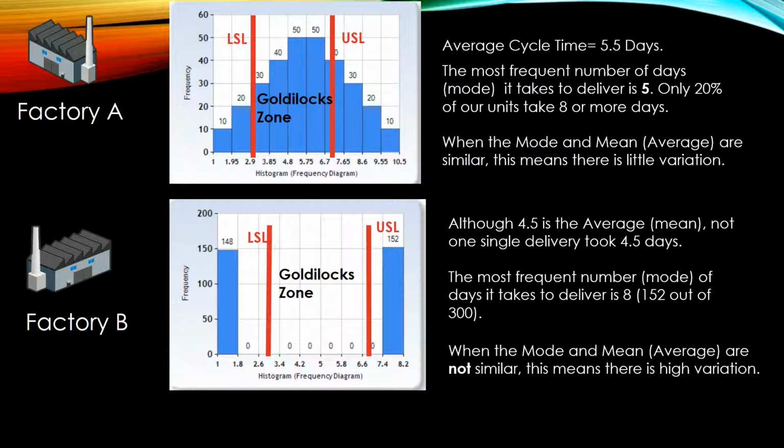So when the mode and the mean are not similar, as in this case, the mean is 4.5 and the mode is 8, there's a big difference between those two numbers. That means there's a lot of variation, there's a lot of variance in this process. So as you can see, Factory B has no work done in the Goldilocks zone. Factory A, the majority of their work is within the specification limits.